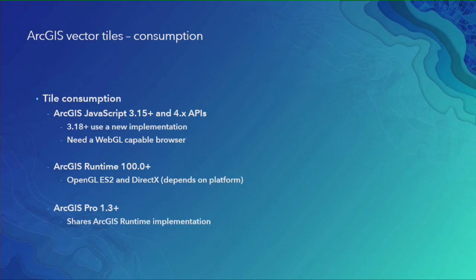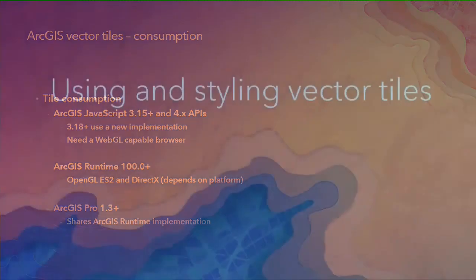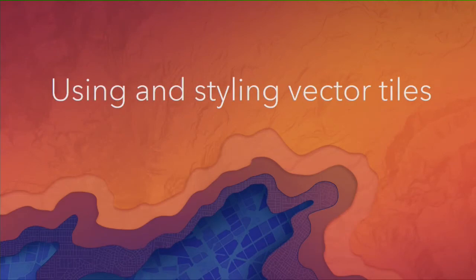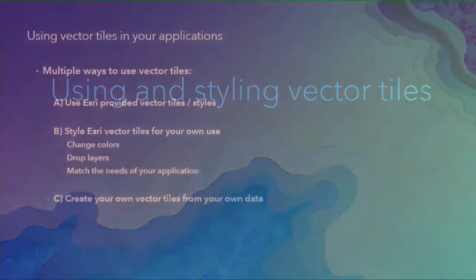And ArcGIS Pro has been able to render vector tiles since the 1.3 release. It's quite a long time ago. I'll note that it shares the implementation with ArcGIS Runtime, so anything that's supported in Runtime will be supported in Pro. Pro adds some additional capabilities that I'll talk about later. Okay, so that was sort of the background of vector tiles. We'll talk about using and styling vector tiles now.